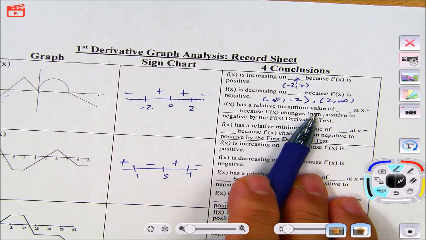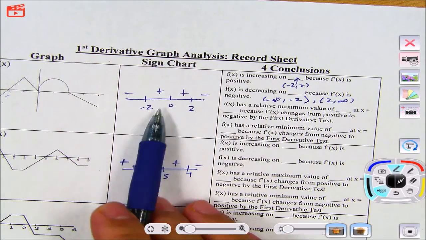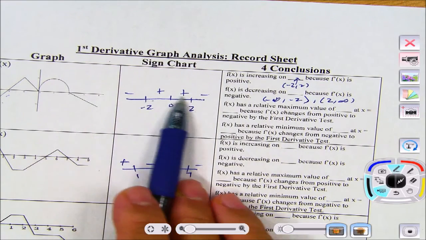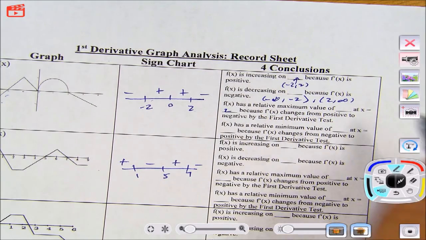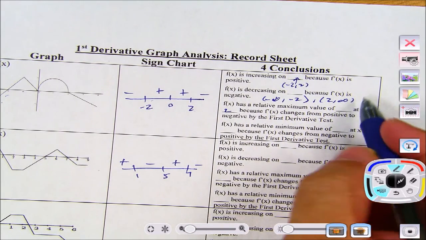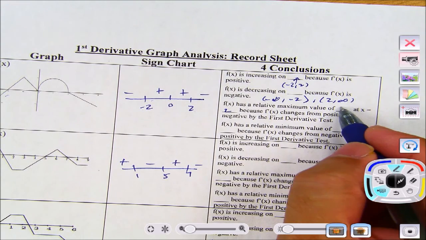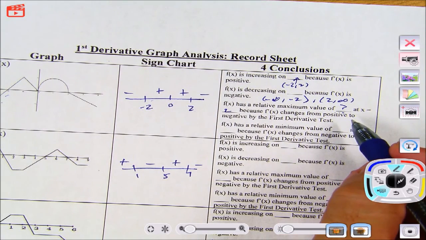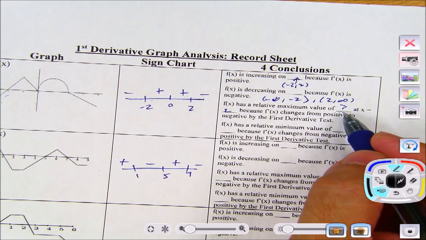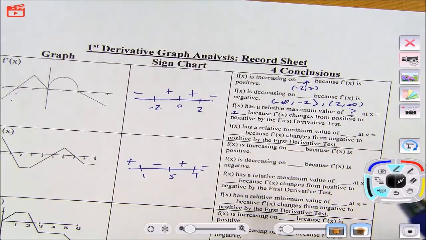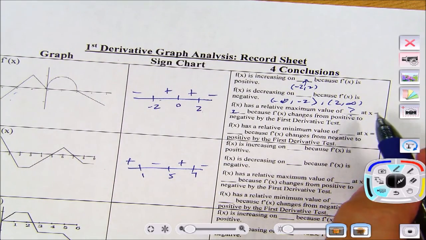F of x has a relative max value at, so where's the max? 2. Right, x equals 2. Oh, what's the maximum value? That part you can't answer. I don't know. You need the actual function to draw that conclusion. Do you understand? To get the actual max, you need the function. And they don't give you the function, so you can't actually find that value.